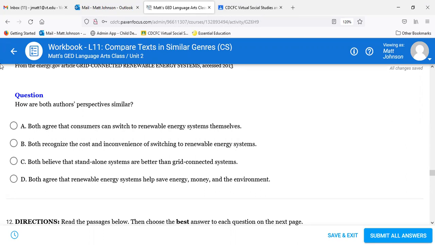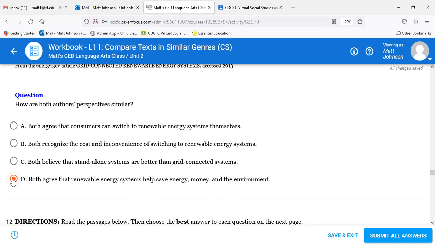D. So they both are pointing out there that a renewable energy system can save energy, money, and the environment, eliminating those other answers. So both agree that consumers can switch to renewable energy systems themselves. It doesn't really say that, it does point out that there could be some difficulty if you're trying to do something like that.